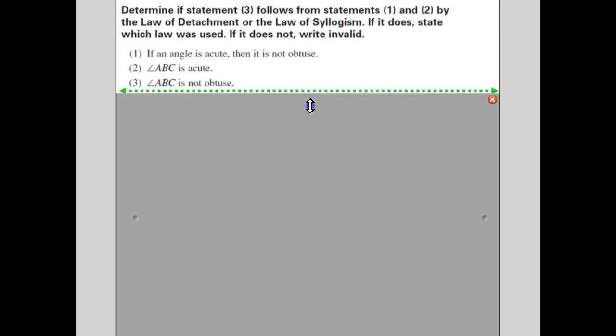Now we're just going to take a look at a couple examples using our two laws. We want to determine if statement 3 follows from statements 1 and 2 by either the law of detachment or the law of syllogism. If it does, state which law was used. If it does not, write invalid. So let's take a look at this first one.